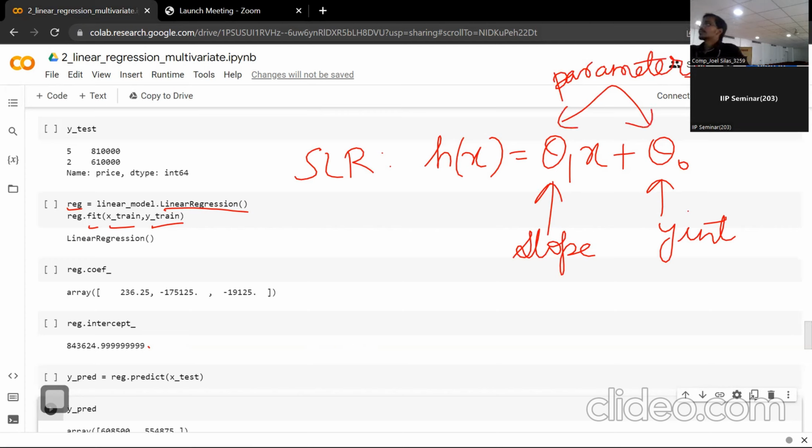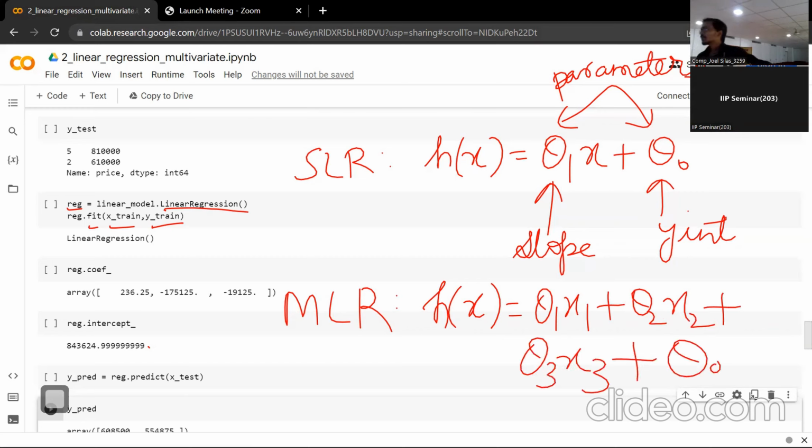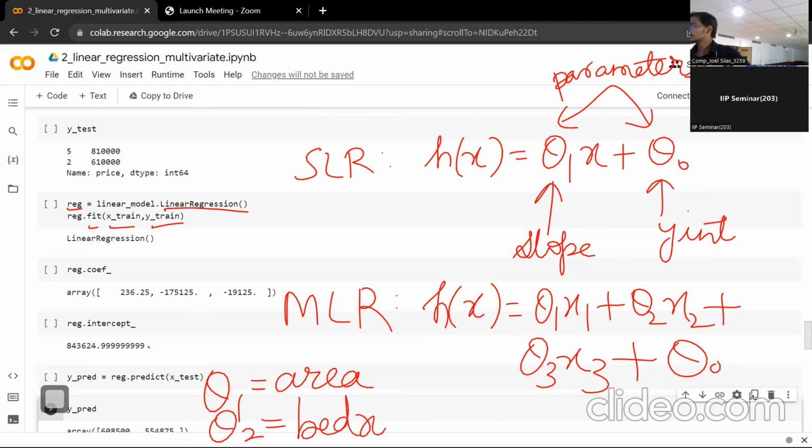But in multiple linear regression, we know that h of x is equal to theta 1 x1 plus theta 2 x2 plus theta 3 x3 plus theta 0. Why am I taking up to theta 3 x3? Because here we have three feature vectors. So theta 1 stands for area, theta 2 stands for number of bedrooms, and theta 3 stands for age of the house. So here we have these three parameters.